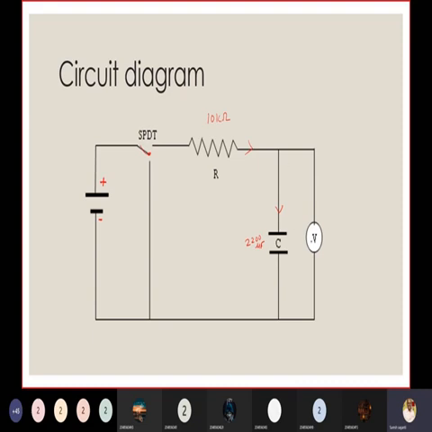And the voltage across this capacitor is what we are going to measure with the help of a voltmeter. We connected the voltmeter in parallel to the capacitor, so that we can find out through this voltmeter what voltage is stored on the capacitor. So this is the circuit diagram.